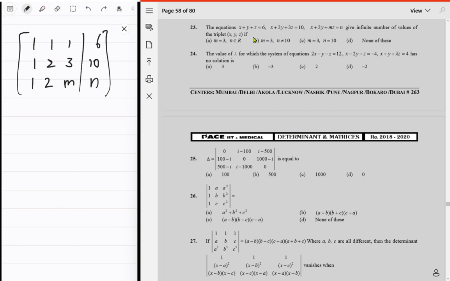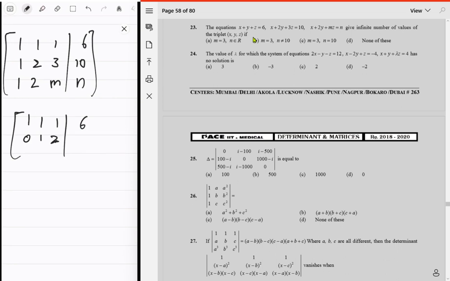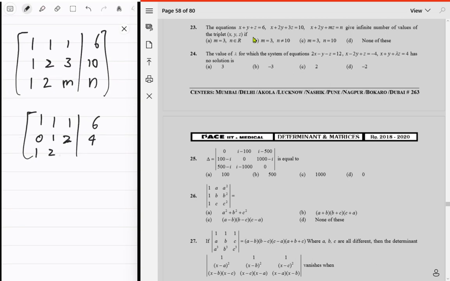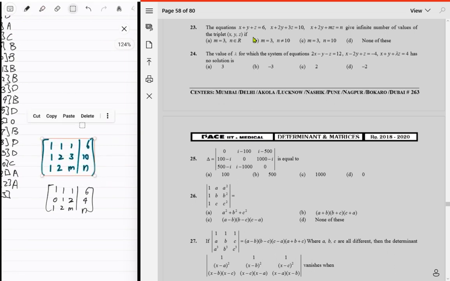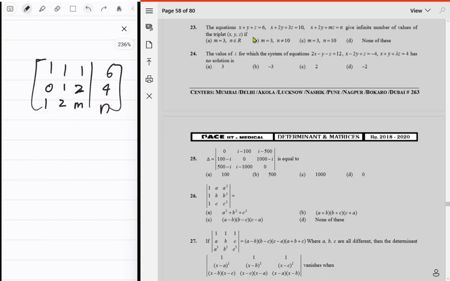Actually, we could just make it slightly different. Just say 1 1 1 6. Then you got 0 1 2, and that's gone, then you got 4, then you got 1 2 m and n. Slightly better. Okay, cool. So now this determinant must be 0, right? Yes, this determinant must be 0.